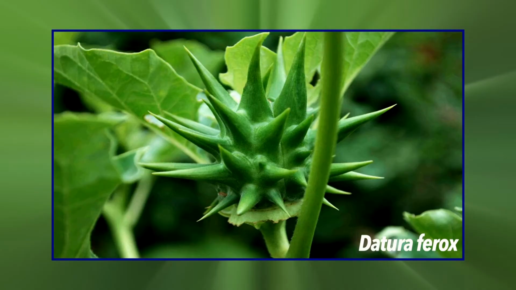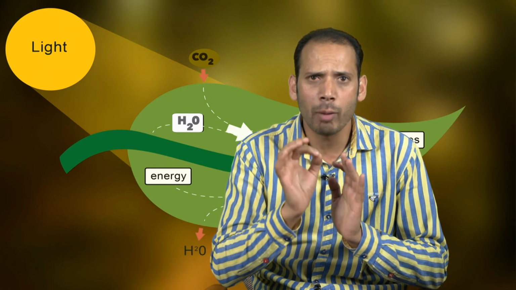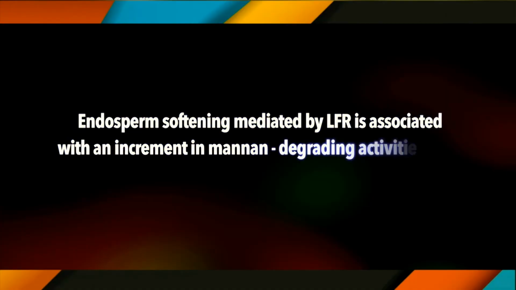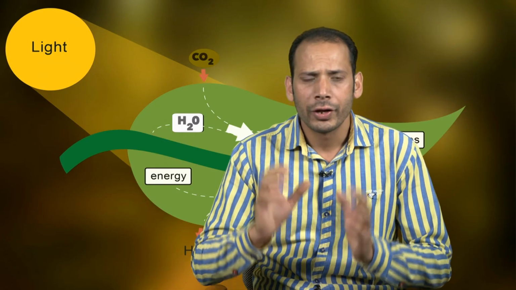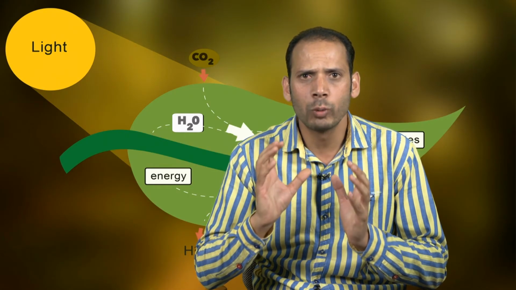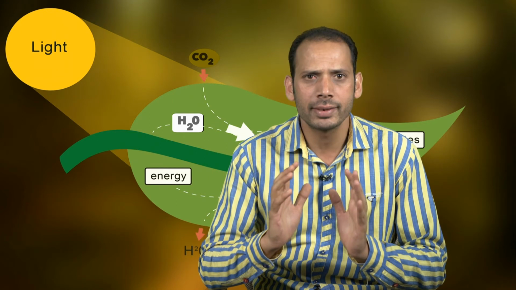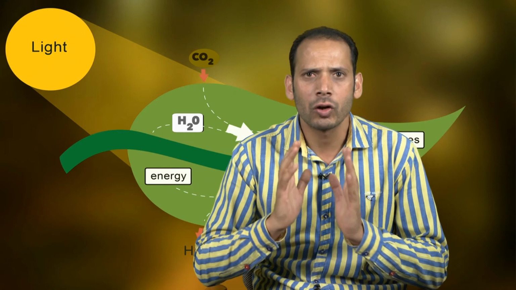In Datura ferox, the stimulation of germination by low fluence response involves the weakening of the micropylar region of the endosperm, designated as ME. Endosperm softening mediated by low fluence response is associated with an increment in mannan degrading activities in the ME of tomato and Datura ferox. In Datura ferox, red action on the ME involves both promotion of endo-beta-mannanase and beta-mannosidase activities and the accumulation of endo-beta-mannanase and expansin transcripts.